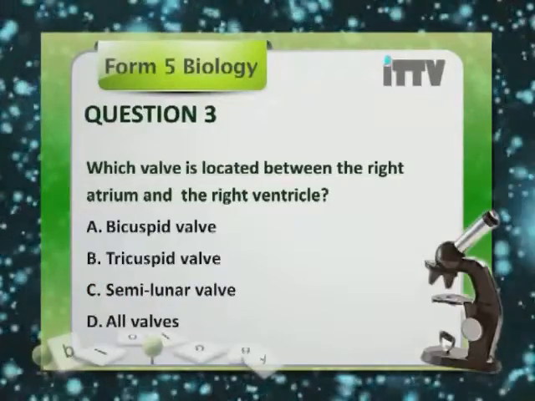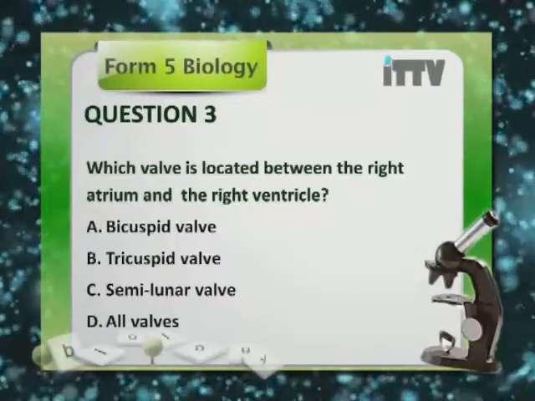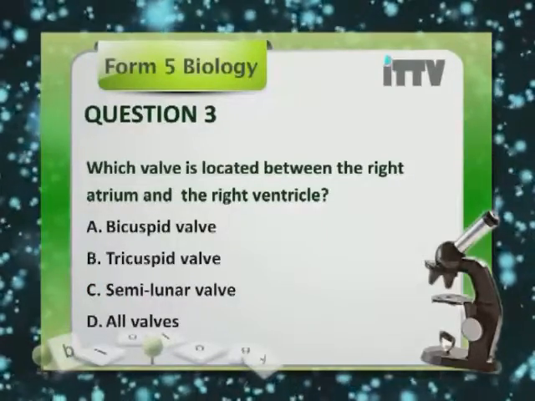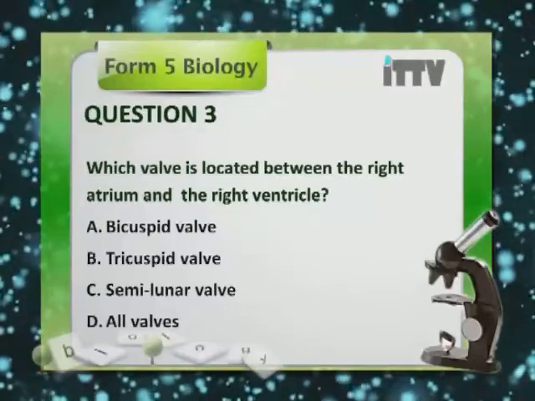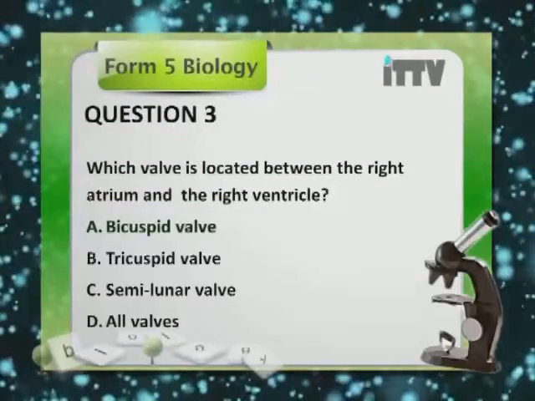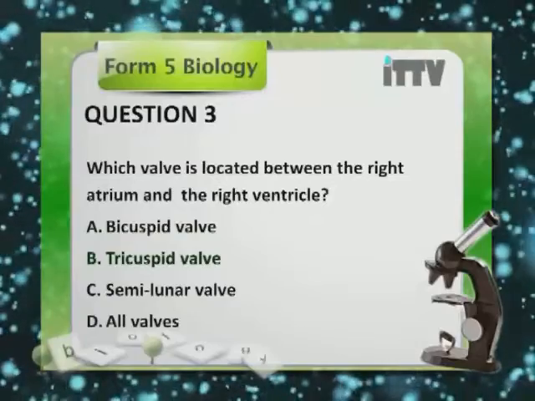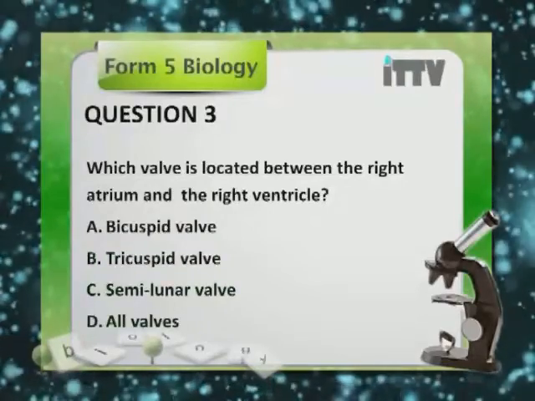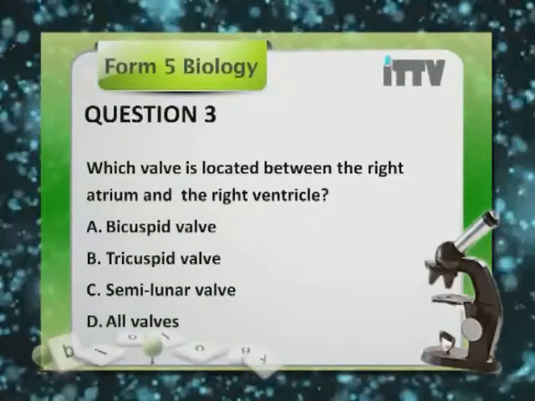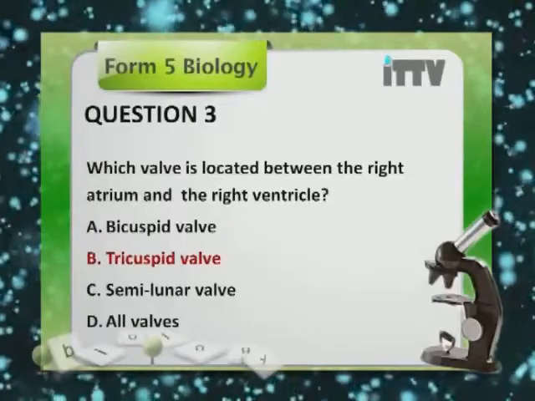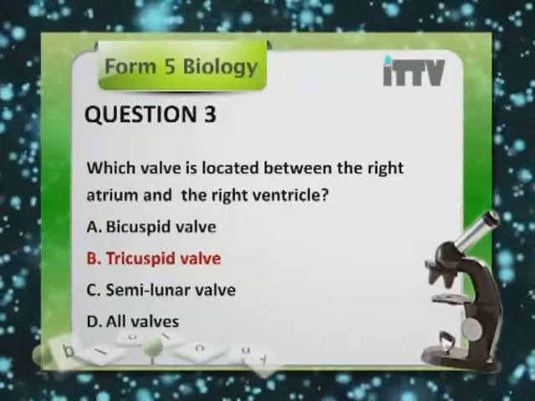Now let us take a look at question number 3. Which valve is located between the right atrium and the right ventricle? This is a very easy one. And the choices are A. Bicuspid valve, B. Tricuspid valve, C. Semilunar valve, and D. All valves. Yes, you're right. The answer is B. Tricuspid valve.